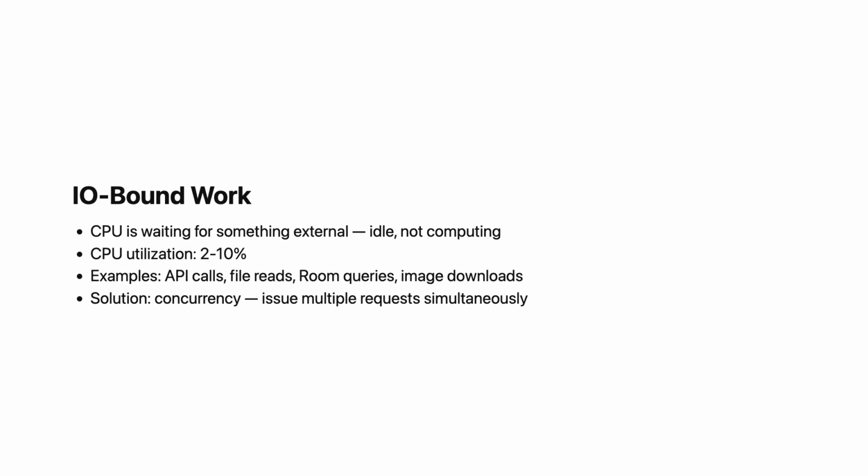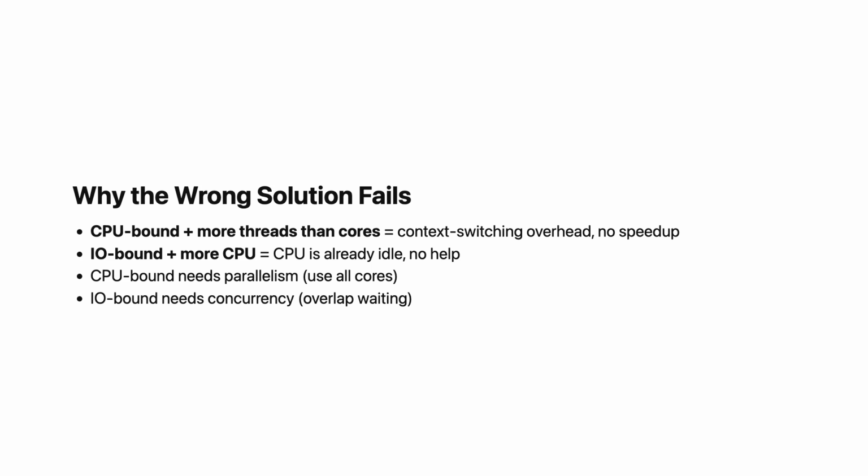If your work is I/O bound, more CPU does not help at all. The CPU is already idle. What you need is concurrency, the ability to issue multiple I/O requests simultaneously so they overlap. While one request waits for the network, another can wait for the disk, and the third can wait for a database response. You do not need more CPU power. You need to stop wasting the CPU power you have.